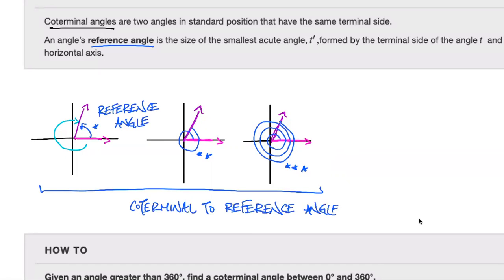Okay? And so that's what we mean when we say coterminal and reference. Okay, so reference is the smallest one. It's usually the handiest one to work with. And the coterminals are just like these other names that we could give the angle if we wanted. Okay?